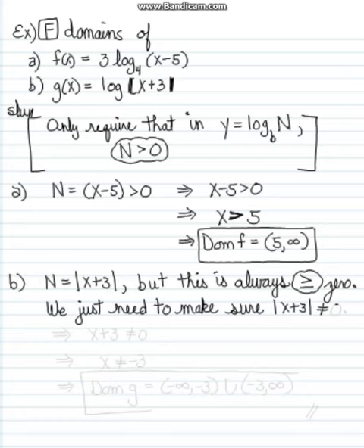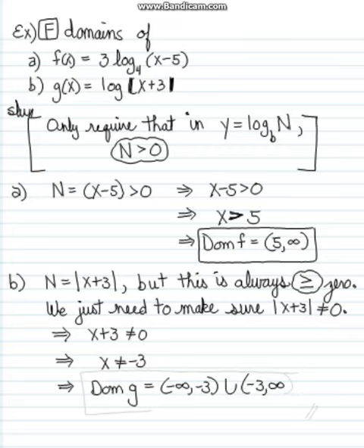So we know absolute value is always greater than or equal to 0, but we have to restrict it so this never gives us a value that's actually equal to 0. So we take the stuff inside and say it can't be equal to 0, so x can't be equal to negative 3. Therefore, the domain is the split interval from negative infinity to negative 3, open interval, union together with open interval negative 3 to infinity.